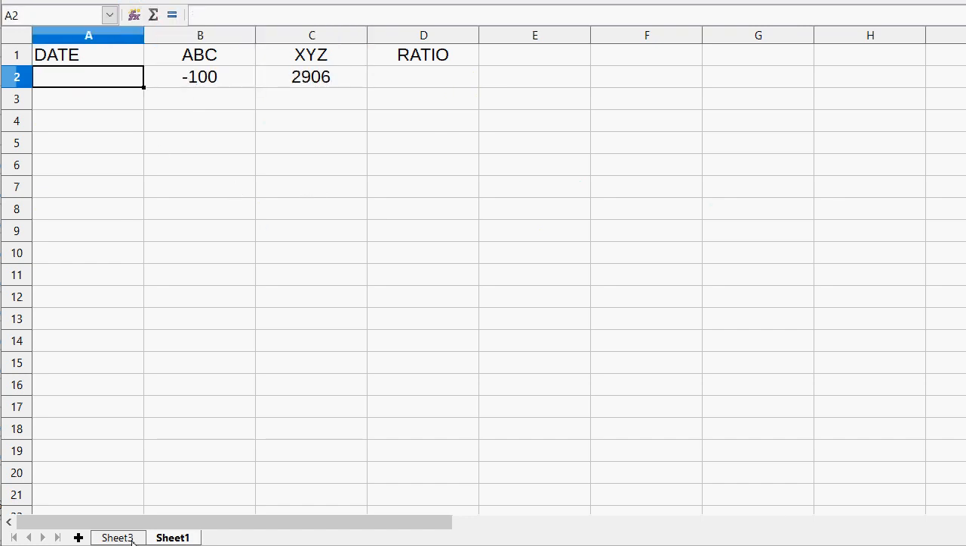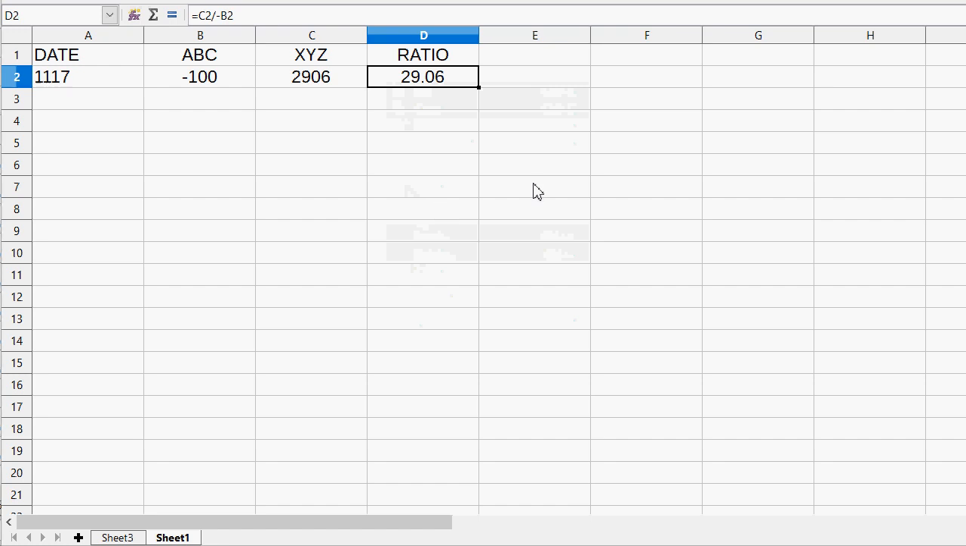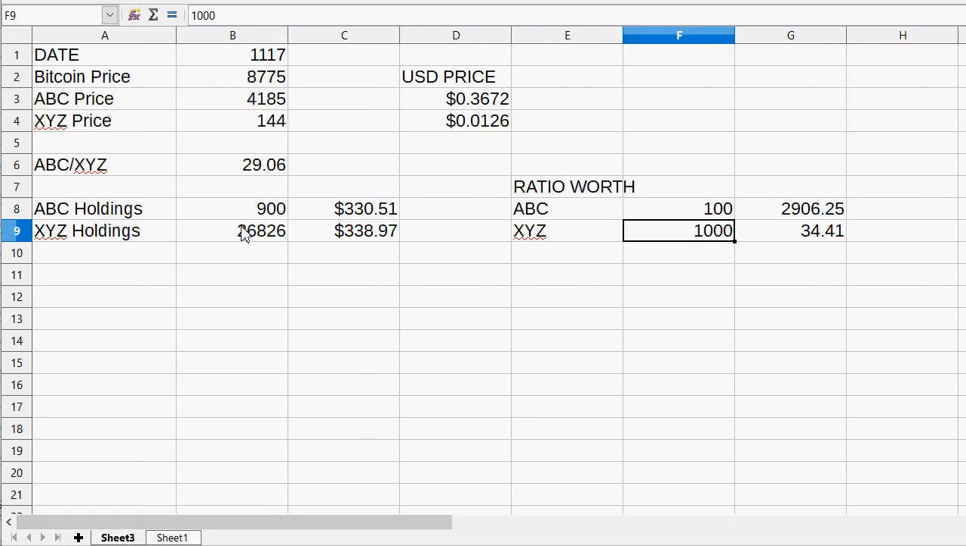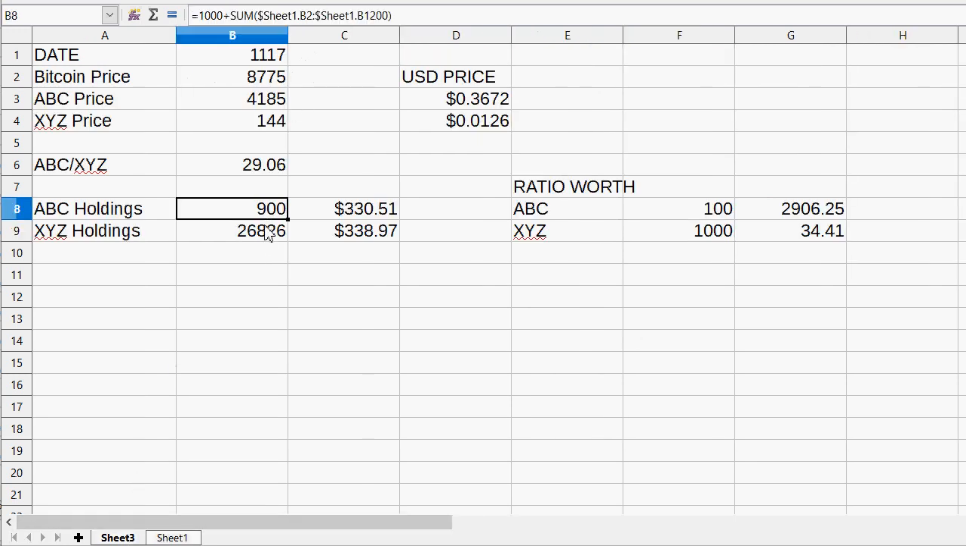So you have minus 100 and 2,906, which I'm using just as a simulation reference point. The formula I'm going to use is equals, I'll take the bigger number. One of them has to be negative, so either negative C2 divided by B, or this one divided by the negative. This is just to get this into a positive number, and I'm going to ensure that this is always 2 decimals, which it is. I've already done this beforehand. So here we go. Now we can see that the holdings have changed. Now there's 900 here and there's 28,000.